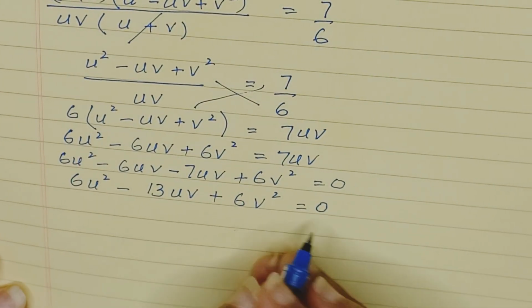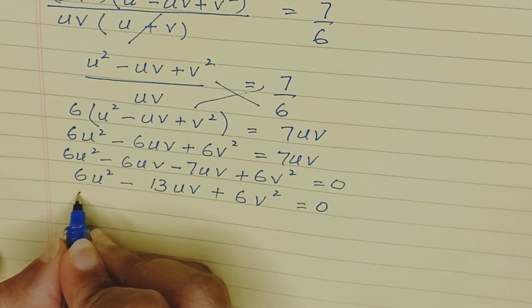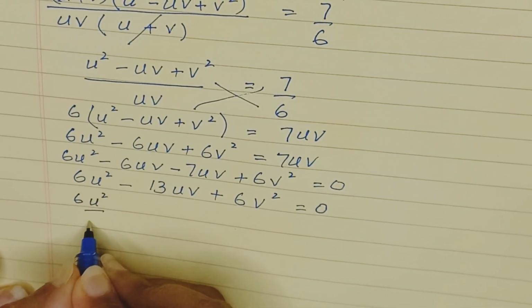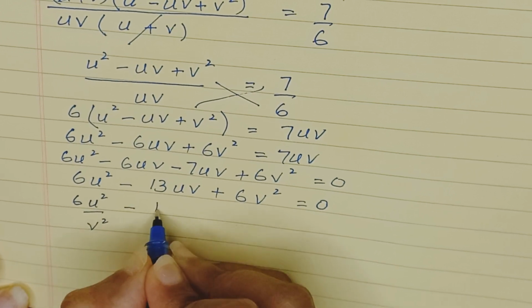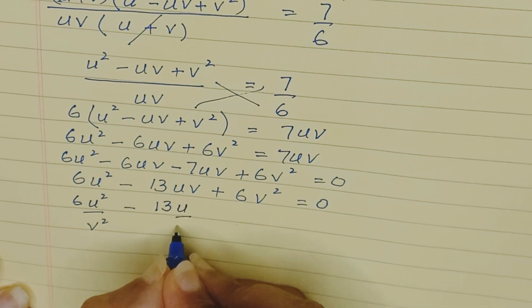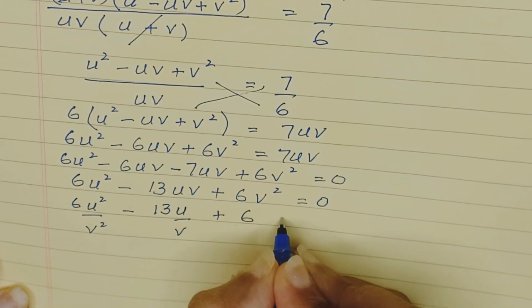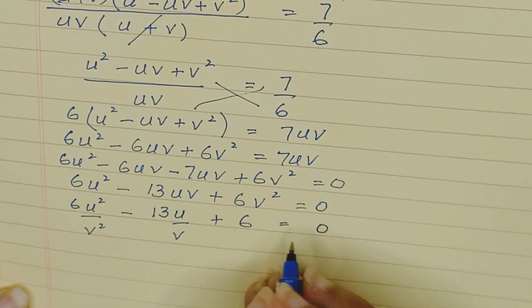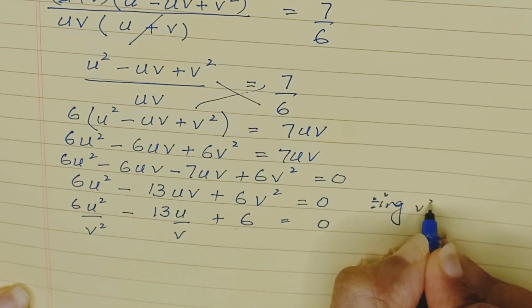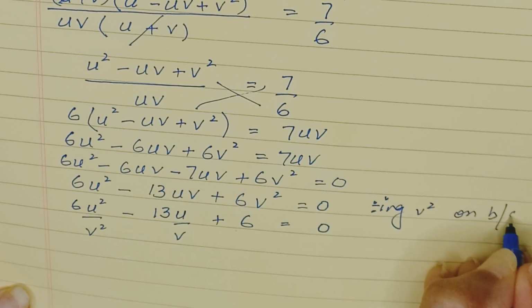Dividing both sides by v square, it will become 6u square divided by v square minus 13u divided by v plus 6, which is equal to 0. Here we are dividing v square on both sides.